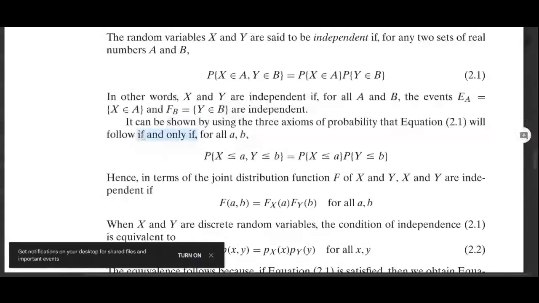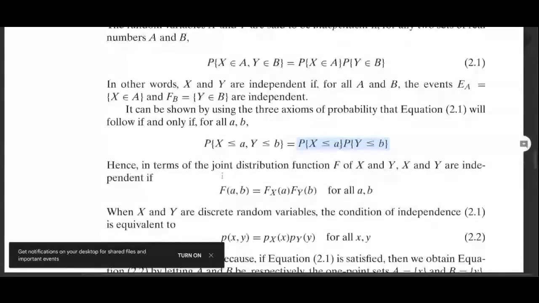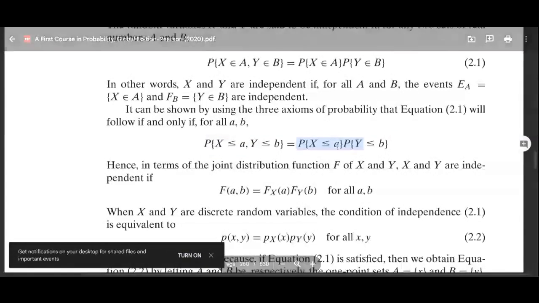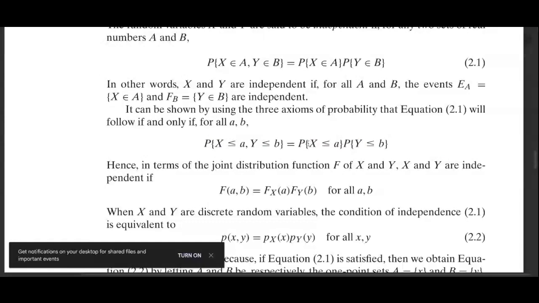It can be shown by using the three axioms that the probability equation follows if and only if, both directions. For all A and B, the probability of X less than or equal to A, Y less than or equal to B equals this. Because we are doing continuous random variables, that's how we calculate the probability. Probability of X less than or equal to A is a cumulative. We usually use the capital letter F of A to represent it. So if those two are independent, just multiply the probabilities of these two.